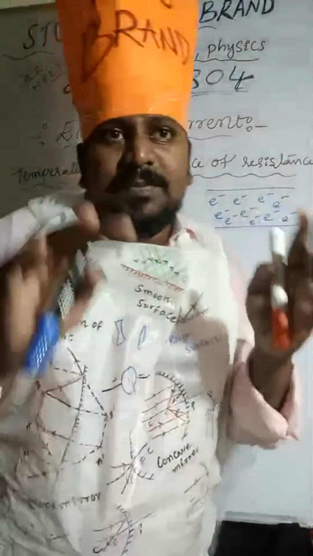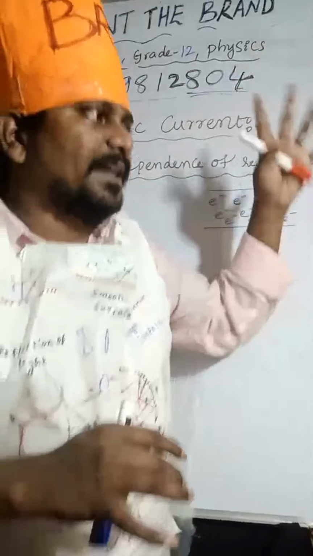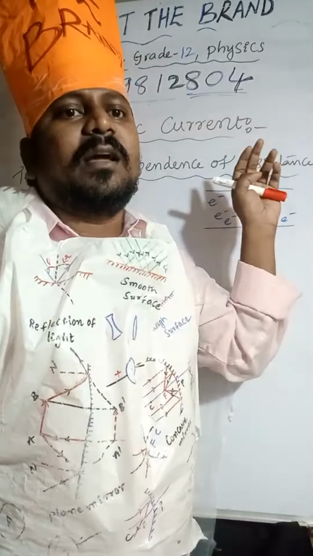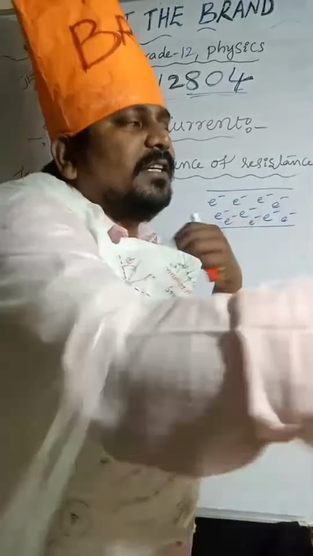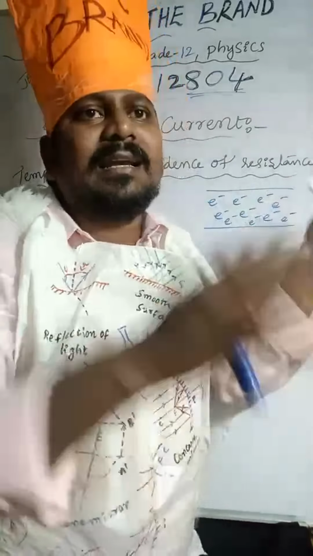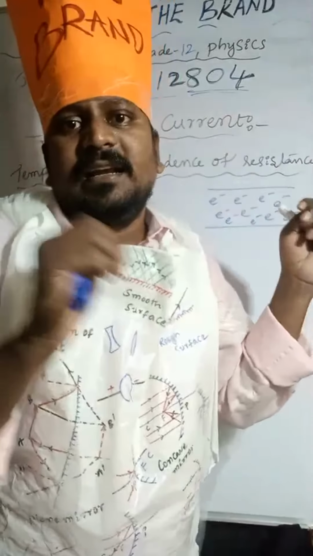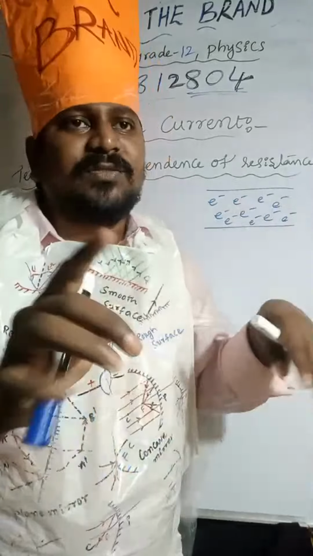Once again, I'm repeating once. When temperature increases, free electrons increase in the conductor. Then what happens? Automatically the electrons will move with a greater amplitude. Then what happens? Conductivity increases initially. Conductivity increases, and by that resistance and resistivity decrease.